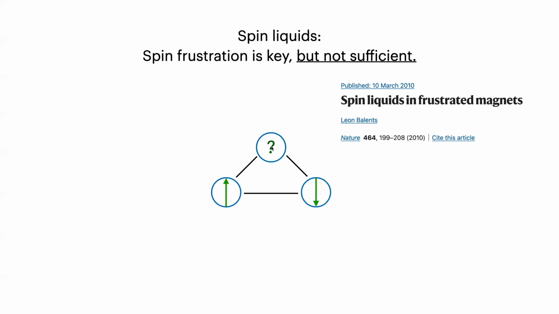And I can't explain all of these things here in one video, but the thing I should mention is spin frustration is key for possible spin liquid behavior. And this is the main concept. And spin liquids, again, if you want to learn in more detail about them, this review article is really great, and it's basically how I learned quite a bit of this.